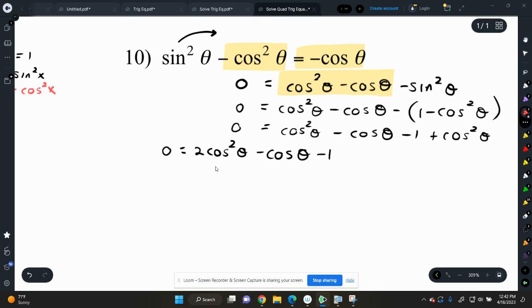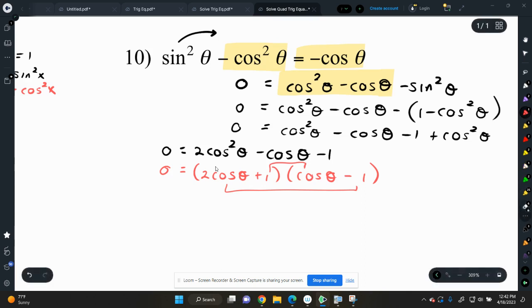So we're going to factor that as, let's see, 2 cosine theta minus 1 times cosine theta plus 1. Oops, and I got my signs mixed up. Right, when I FOIL, I get negative 2 cosine theta, positive 1 cosine theta. So that'll add up to negative cosine theta.